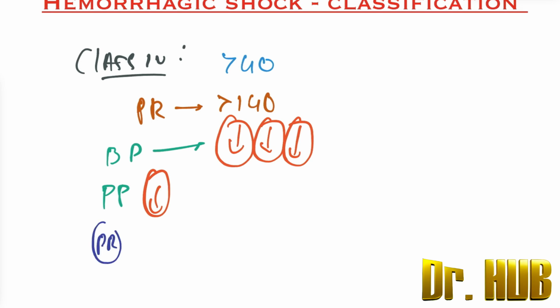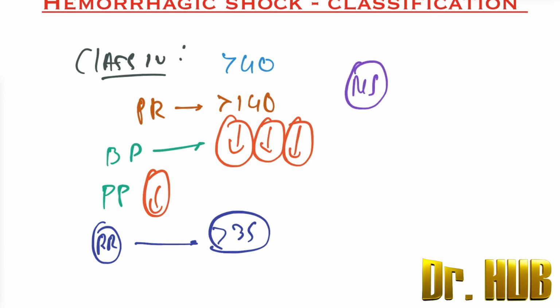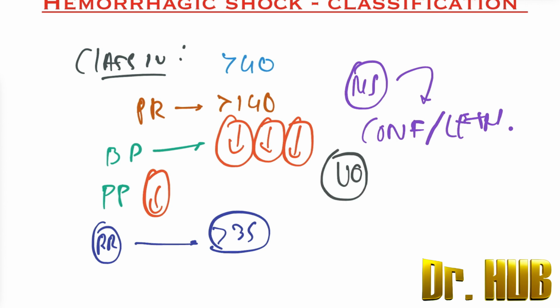Next we look at the RR, the respiratory rate. Respiratory rate is significantly higher, greater than 35. Now when you look at the MS, the mental status, the individual remains confused as well as lethargic. Next, the urine output, as we discussed, goes minimal. In class 3 it was 5 to 15. Here it is going to be minimal, less than 5.